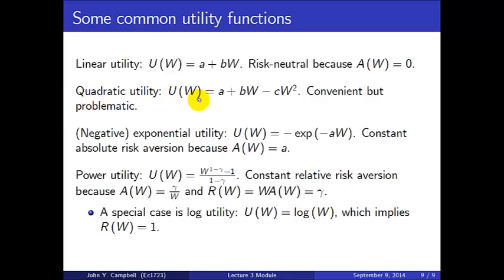Quadratic utility, u of w equals a plus bw minus cw squared. That's convenient for some applications, but it's problematic for various reasons. One is that as wealth increases, if you look at this function, it's going to have a maximum. At some point it's going to curve over and you're going to reach the bliss point where you're so blissed out that further wealth is actually harmful to you. And as we've observed human behavior over the years and the decades and the centuries, we never seem to reach that bliss point. So that's a problematic feature of quadratic utility.